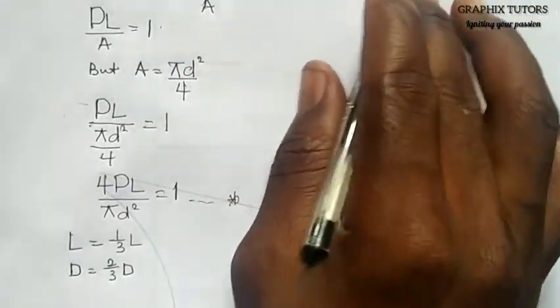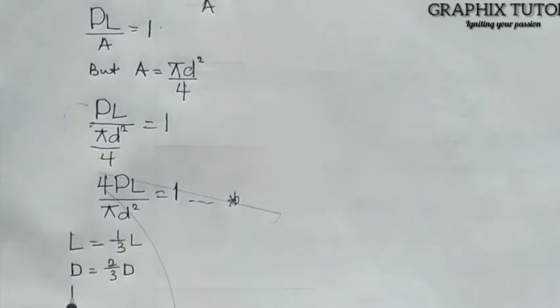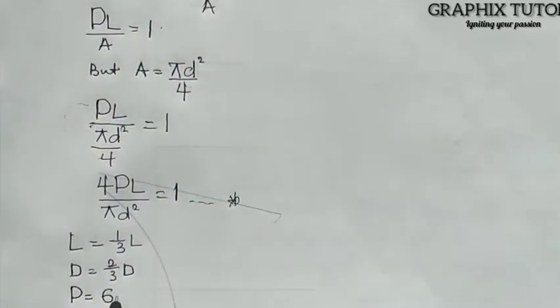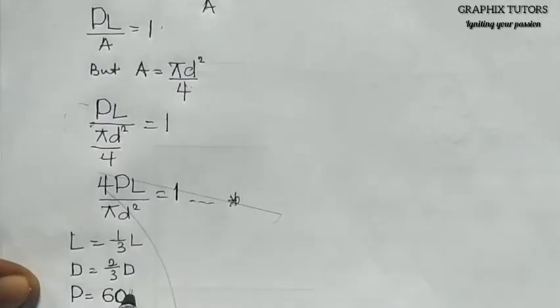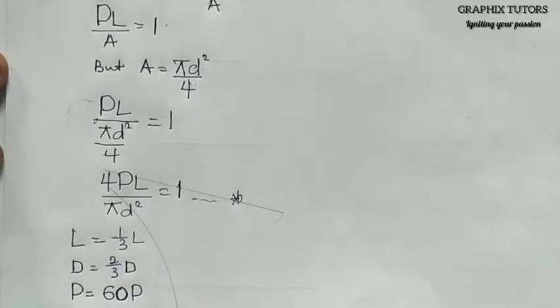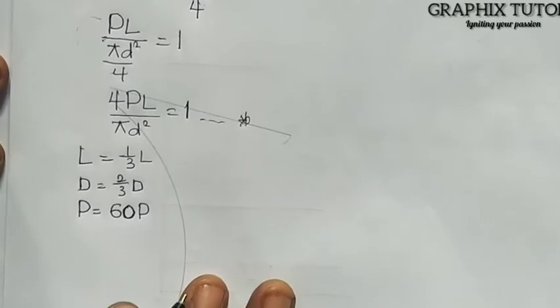That says the resistivity rho is 60 times that of silver. So 60 is the resistivity. Are we good? Now let's move forward.